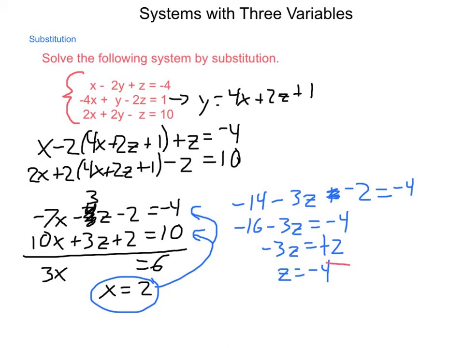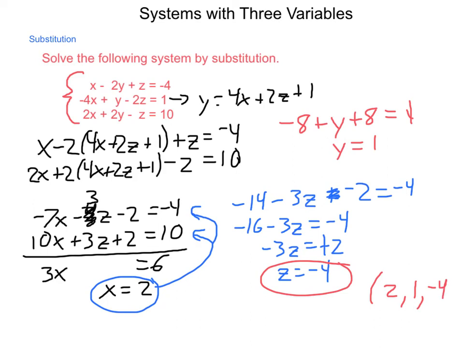Now with both of these, x and z, I can go back up and solve for y. So negative 4 times 2 is negative 8 plus y. Negative 2 times negative 4 is 8 equals 1. So I have negative 8 plus y plus 8 equals 1. Negative 8 plus 8 is 0, so I have y equals 1. And my solution is 2, 1, negative 4.